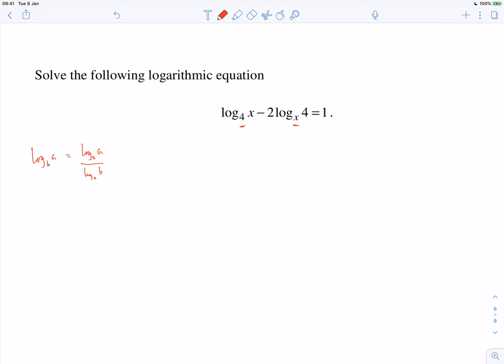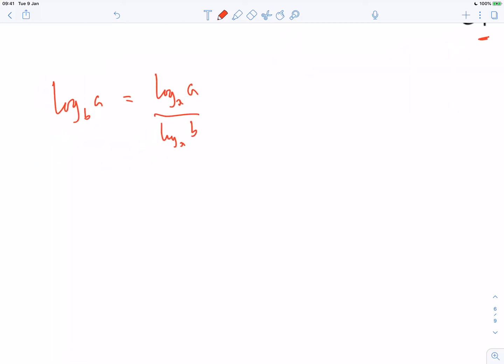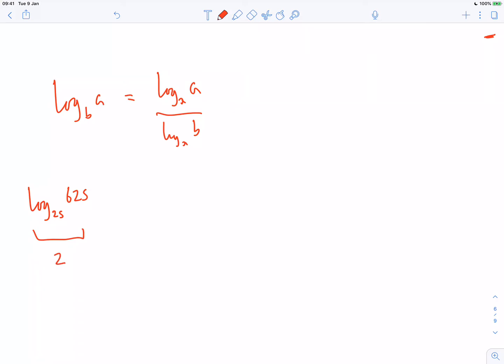Yes, and I can check that's right with an example. Let's say I've got log base 25 of 625, and I know this is 2 because 25 squared is 625. If I want to get it as base 5, I have log base 5 of 625 over log base 5 of 25. Then 5 to the power 4 is 625, so that's 4 over 2, which is 2. Yep, that works.